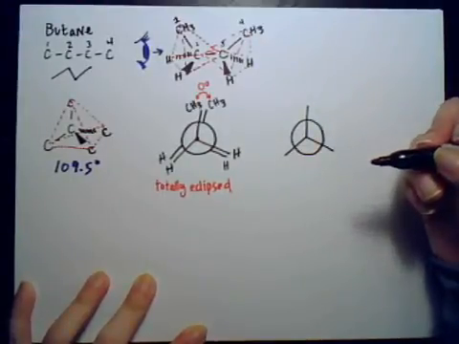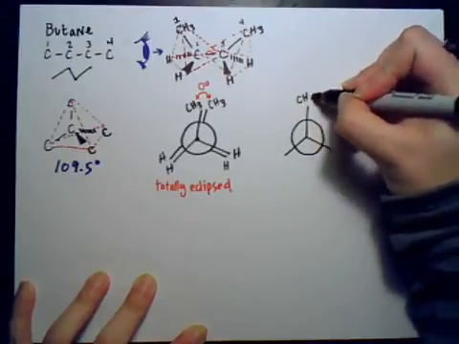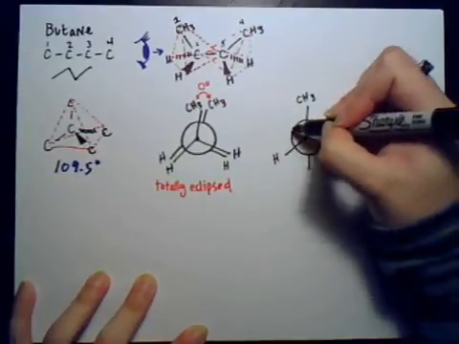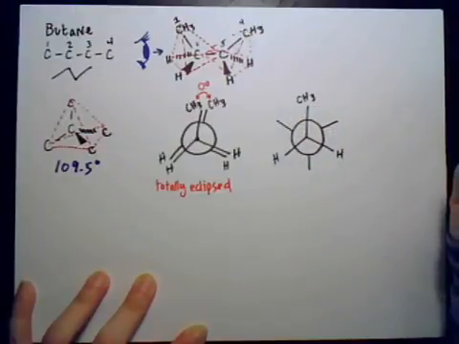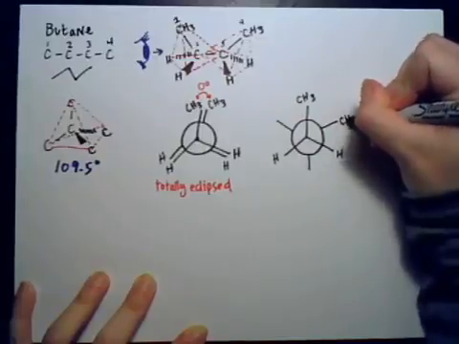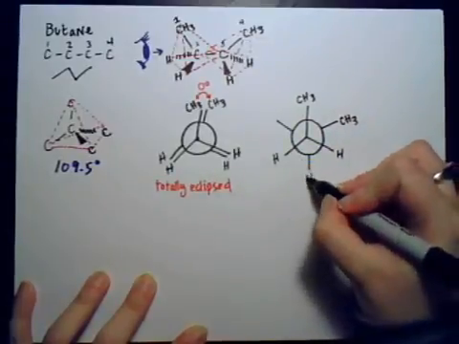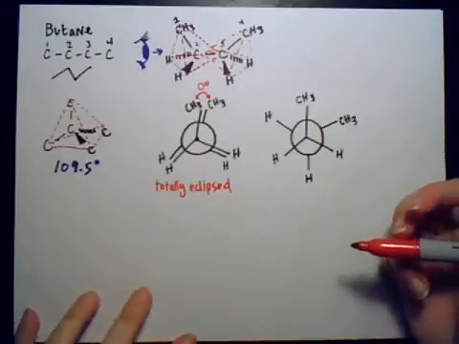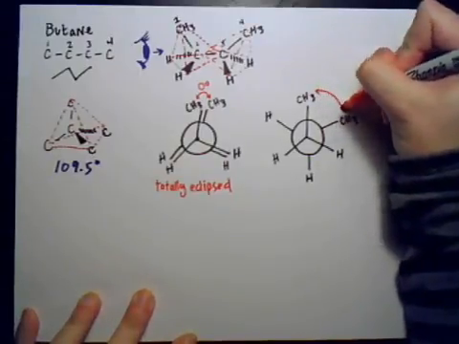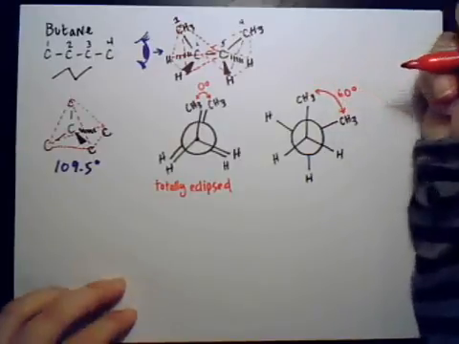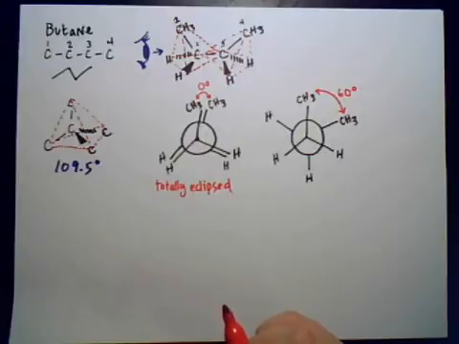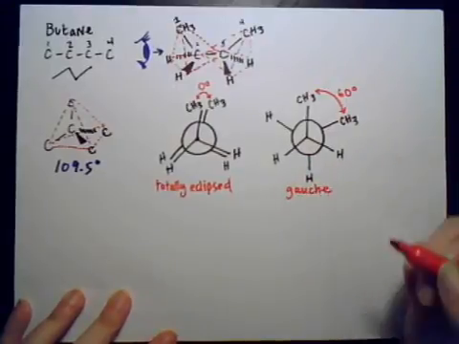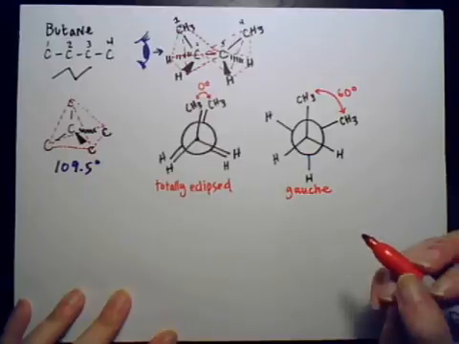The front stays the same. And then the back is rotating. So this one has moved here. This one has moved here, and this one has moved here. Now we see that there's 60 degrees in between those two methyl groups, and this is called gauche. It's having a gauche configuration. That's what we call this.